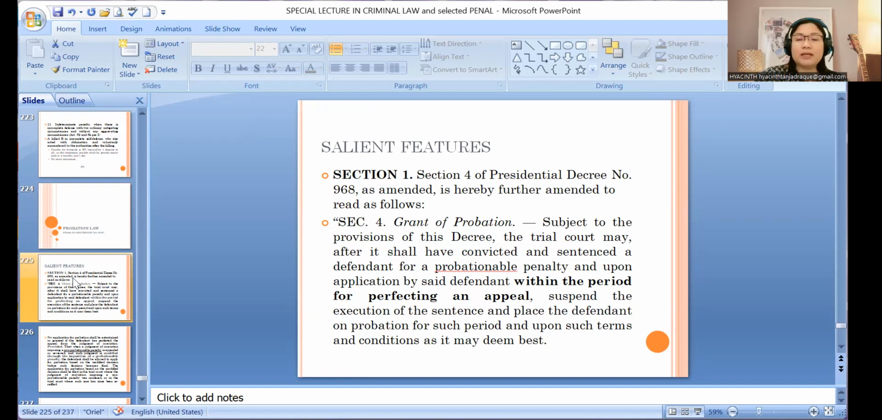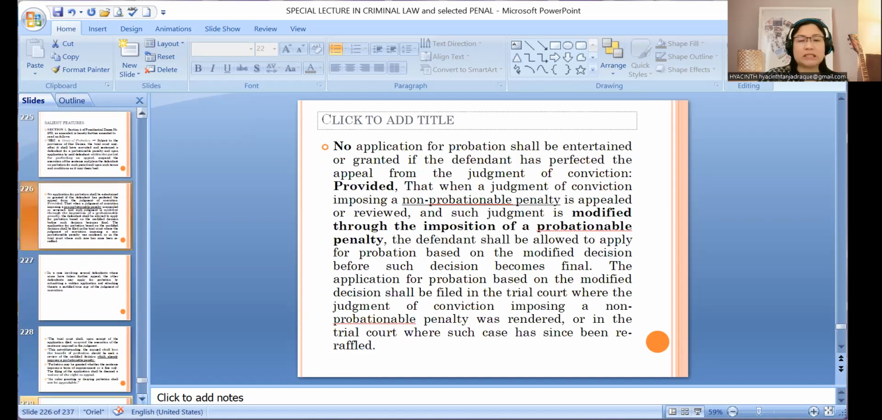The same thing, if the accused has been convicted and sentenced to a probationable penalty, he may apply within the period of perfecting an appeal. So if he has applied for probation, then the execution of the sentence shall be suspended and the defendant placed on probation for such period and upon such terms and conditions as it may deem best. Further, under Section 4 still, no application for probation shall be entertained or granted if the defendant has perfected an appeal. This is the general rule.